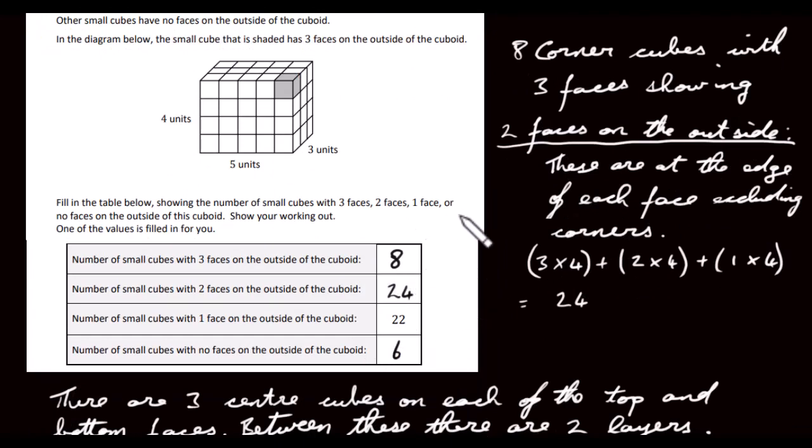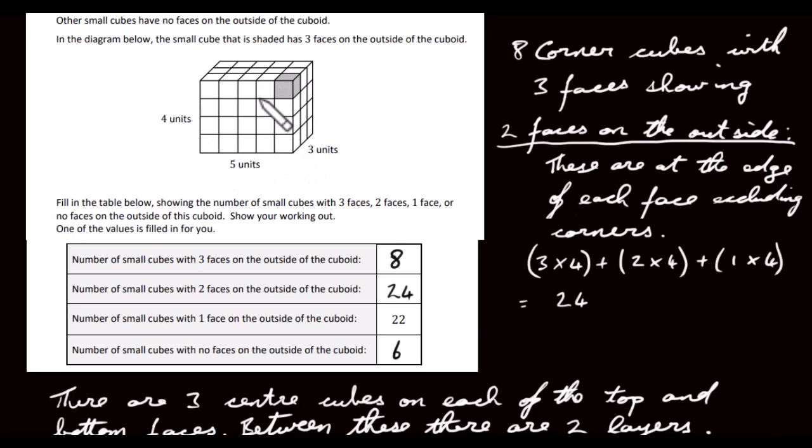My working out, if you like, is just a lot more English than maths, but anyway, we have 8 corner cubes with 3 faces showing. So you've got 1 here, 1 here, 1 here, 1 here, and 4 on the bottom as well. That's 8. So that's where this 8 came from. Now 2 faces on the outside. So 2 faces on the outside are going to be this one, and this one. These are at the edge of each face, excluding the corners. So there's an edge there of a face, there's an edge there of a face, and so on.